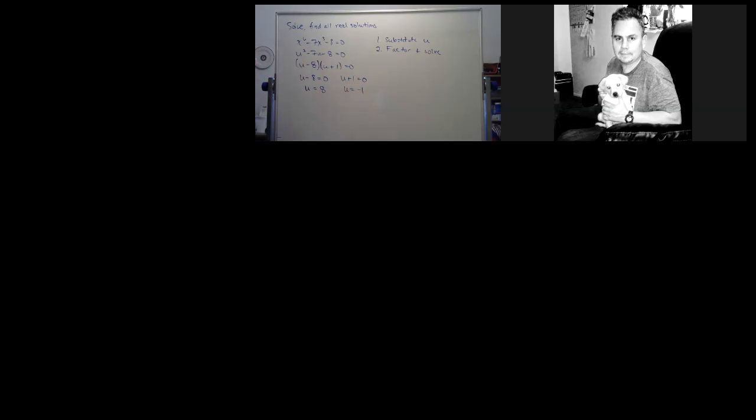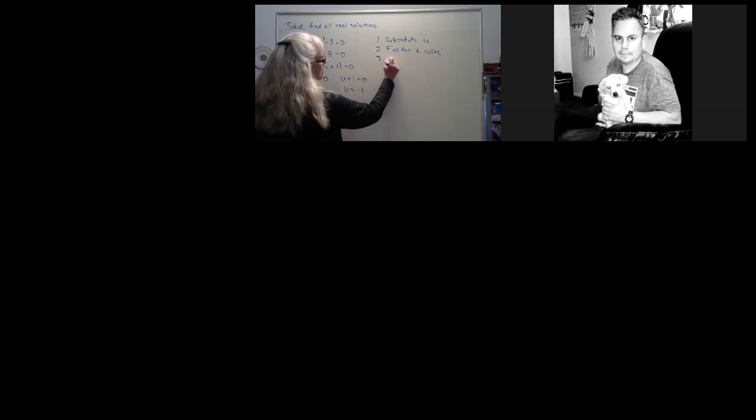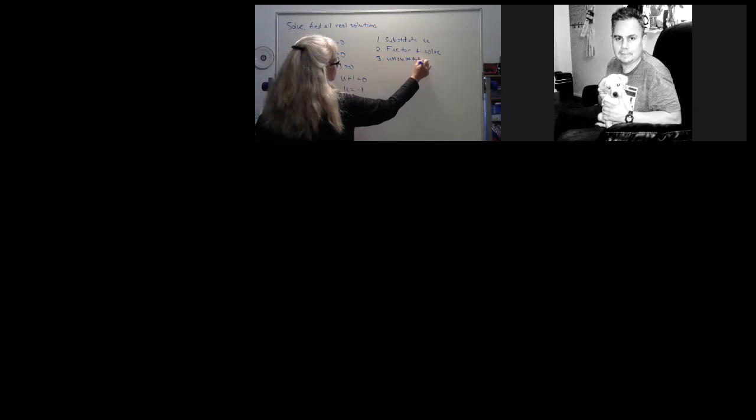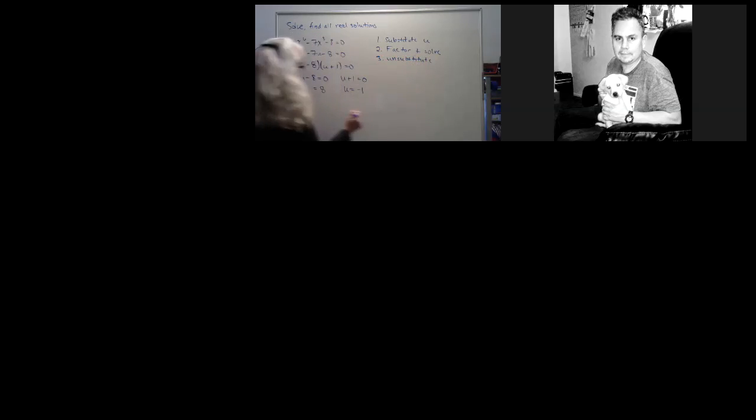But we're not done because we need x, not u. So the next step is to unsubstitute. So we're going to take out the u and put in the x cubed, which is what we originally took out in the beginning. So we get x cubed equal to 8, and x cubed is equal to -1.